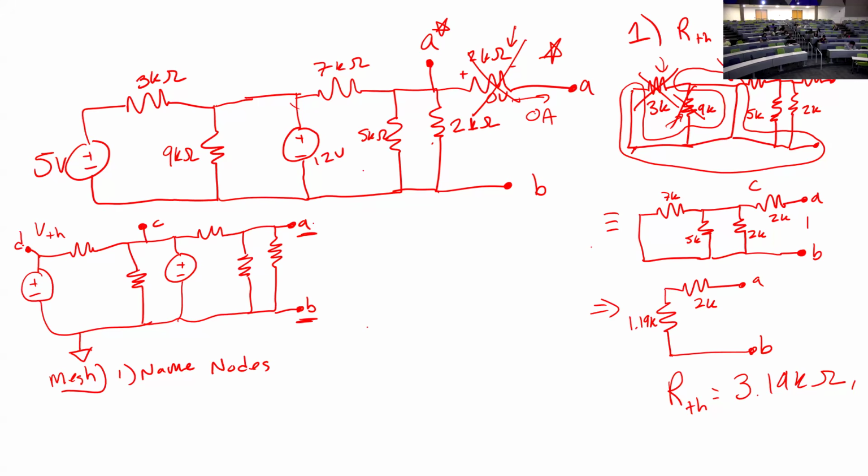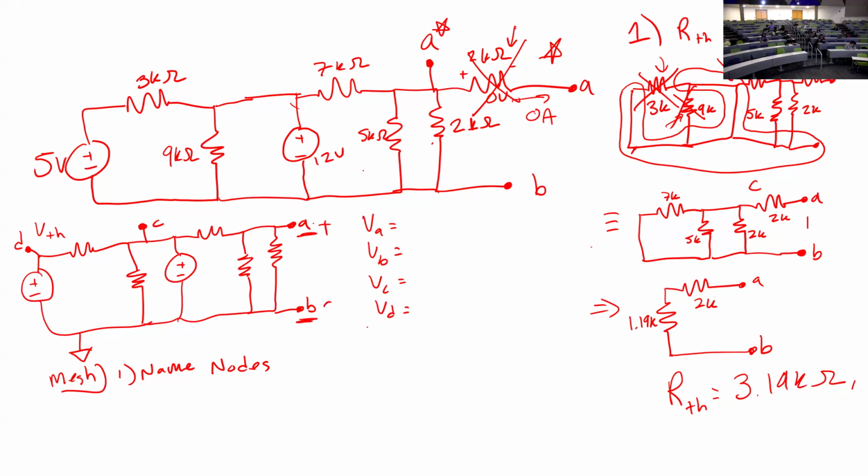So I have 4 nodes. That's great. I usually like to draw a little table for myself. VA equals, VB equals, VC equals, and VD equals. Where our eventual goal is to find the voltage from here to here. So VA minus VB. Okay.